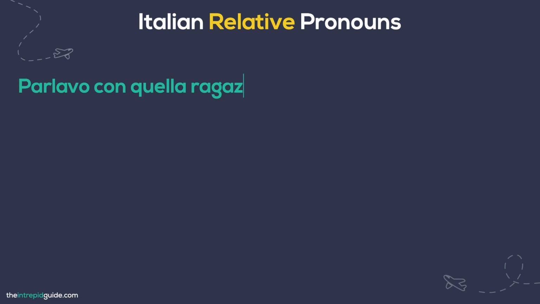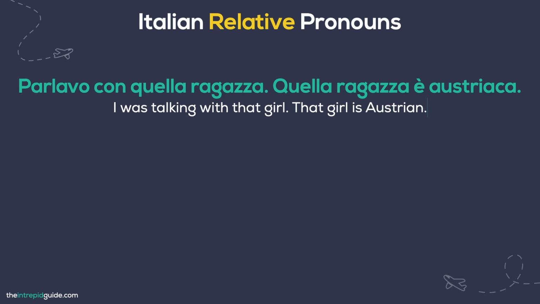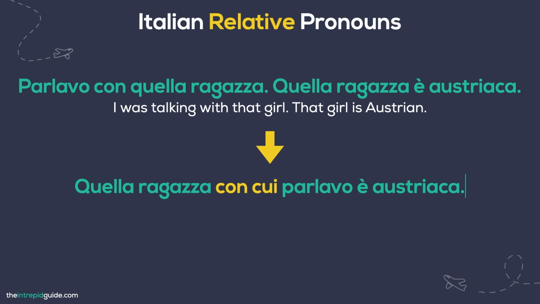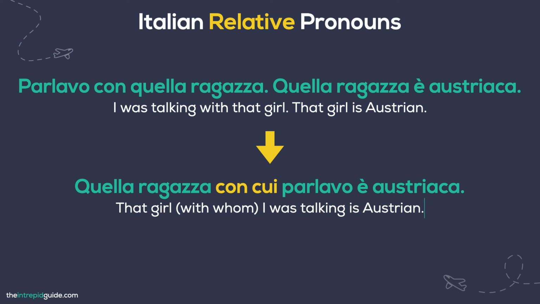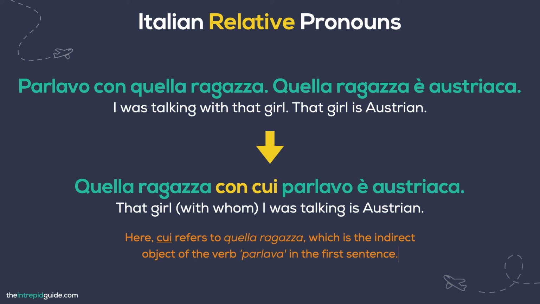The next example is, Parlavo con quella ragazza. Quella ragazza è austriaca. I was talking with that girl. That girl is Austrian. Becomes, Quella ragazza con cui parlavo è austriaca. That girl I was talking to is Austrian. Here, cui refers to quella ragazza, which is the indirect object of the verb parlava in the first sentence.